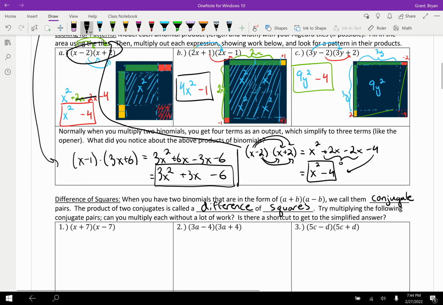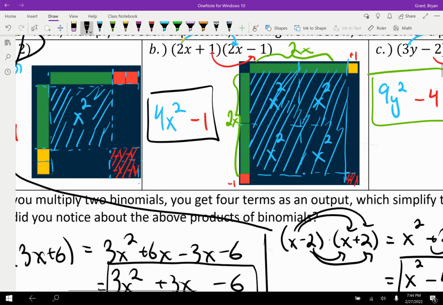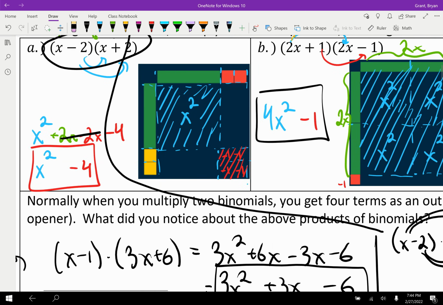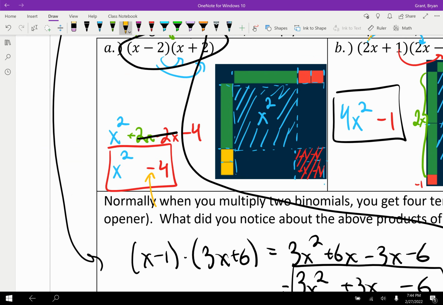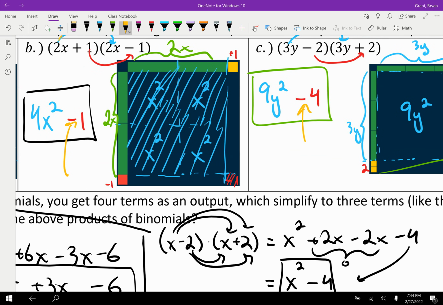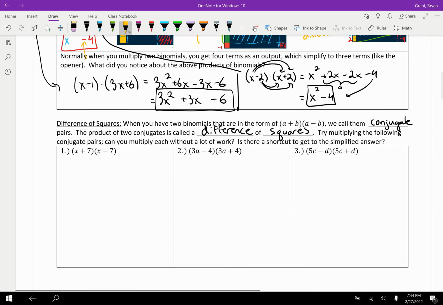Visually, can you see why we call it a difference of squares? Notice we had a square. You cannot see that at all. That's exciting. Notice you had a square and a square, and those two squares were attached with what operation? The two squares were attached by subtraction, which is, in math, what we call a difference. So the answer to the product of two conjugates is known as a difference of squares.